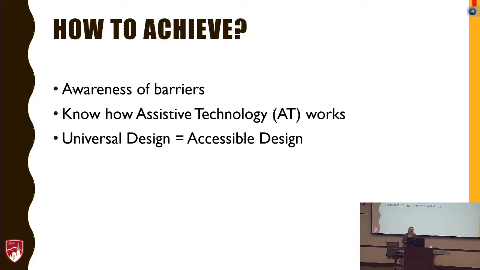Familiarize yourself with how assistive technology works. So JAWS and all this software that students use to help them access the materials. And then, what I've talked about and mentioned is universal design, which is accessible design. We've been talking about universal design forever. Really, universal design can make things more accessible for those who have challenges.